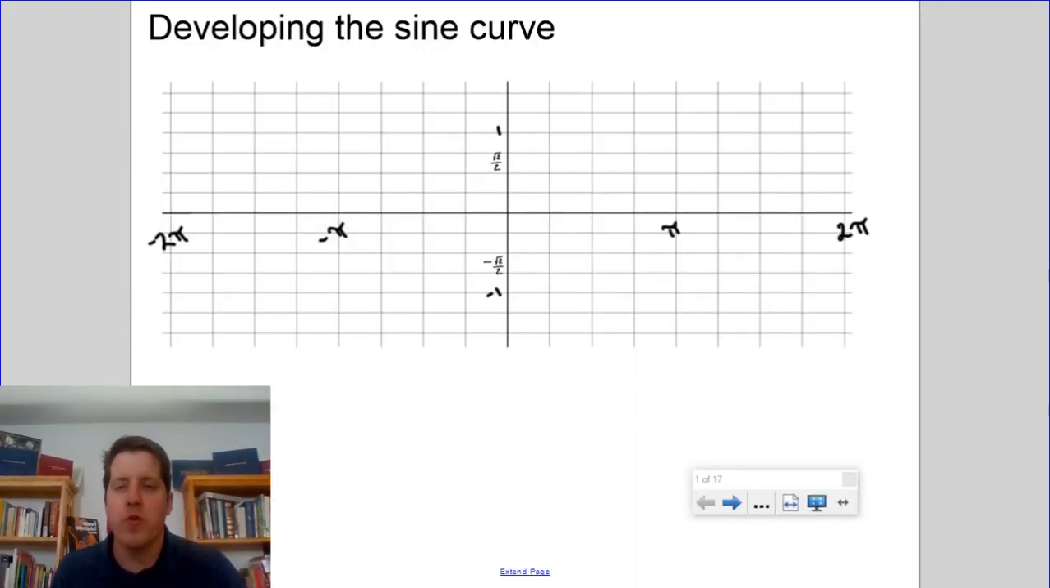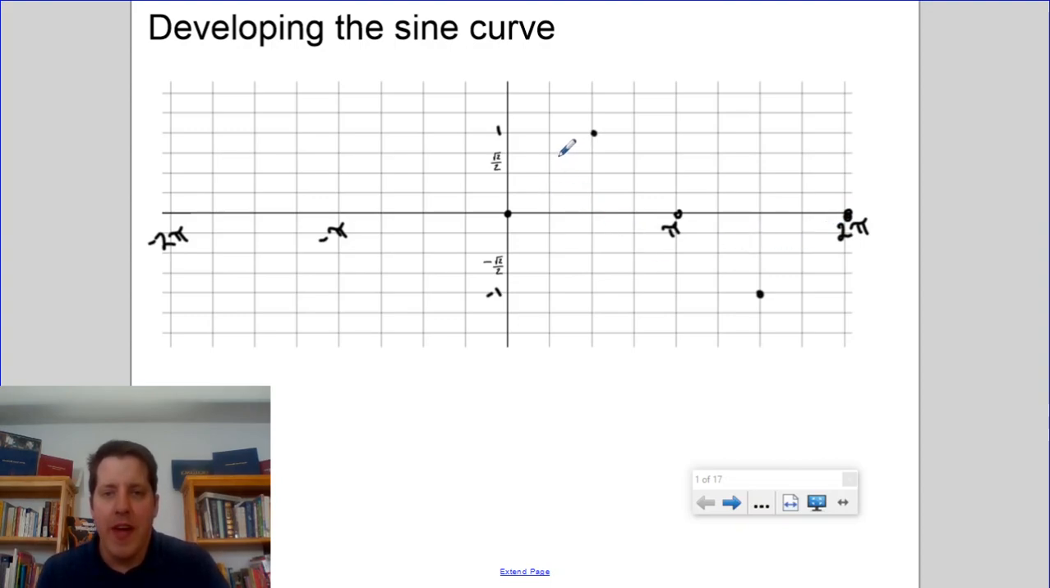Alright folks, we're talking about graphing trigonometric functions. First of all, the sine function. We talked about this in a video before, but the sine is 0 at the angle 0. The sine is 1 at the angle pi over 2. The sine is 0 at pi. The sine is negative 1 at 3 pi over 2. And the sine is 0 again at 2 pi.